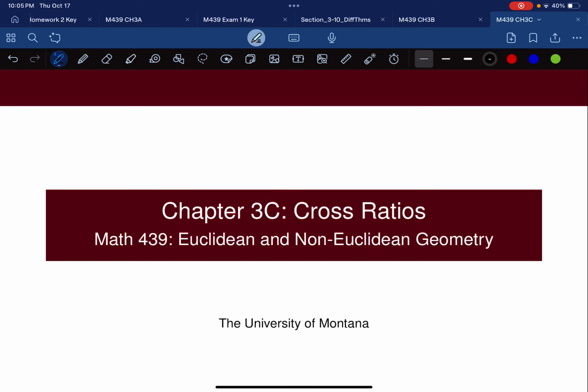Okay, just a short lecture on cross ratios, which is chapter 3C in our text. And I'm probably only going to get through about half of this chapter. I'm going to finish it on Monday.